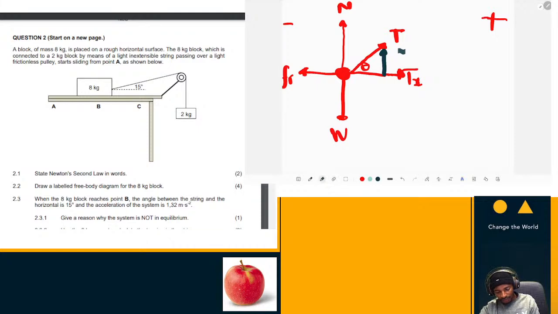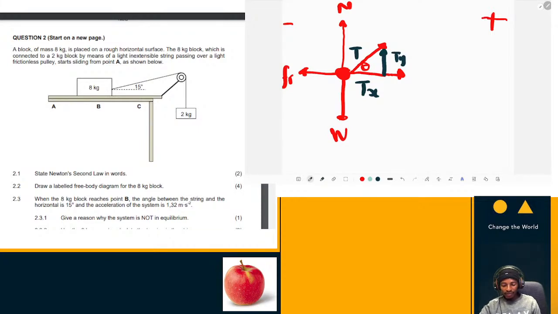So let me decrease the font. So we have Ty. Then let me rub this guy over here and put it here. So we have the tension as the hypotenuse. We have this Ty over here. Again, let me rub this guy over here and put it over here. So we have Tx, Ty, and T.